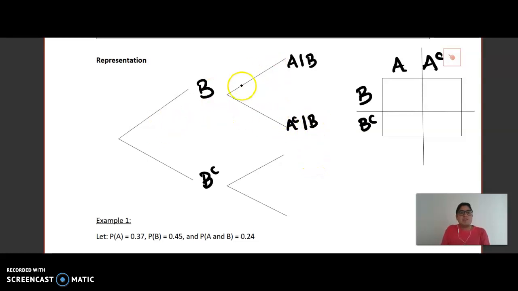So we have two pathways now. B occurs and then A occurs, or B occurs and then A does not occur. The same logic follows down here: A occurs given that B has not occurred, and A does not occur given that B has not occurred. So these are the four pathways on our probability tree. There can be more pathways as well, but most basic probabilities are just going to have these four events.